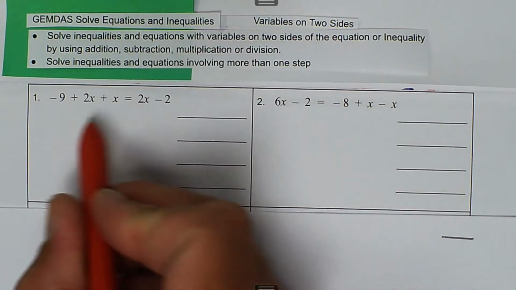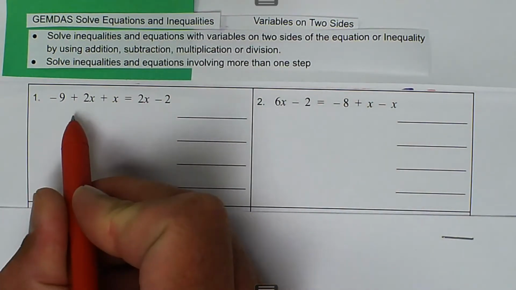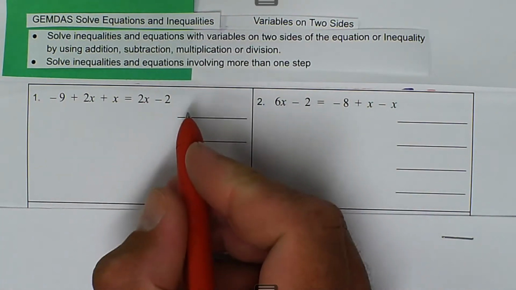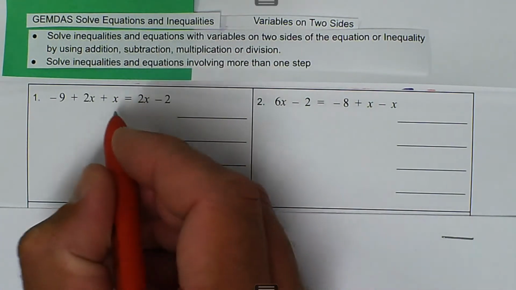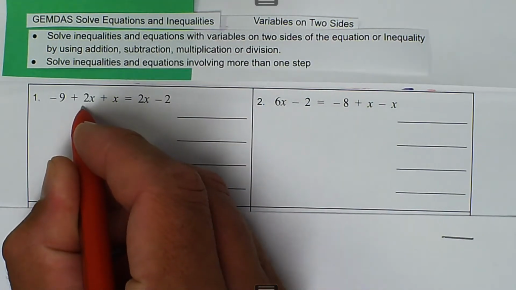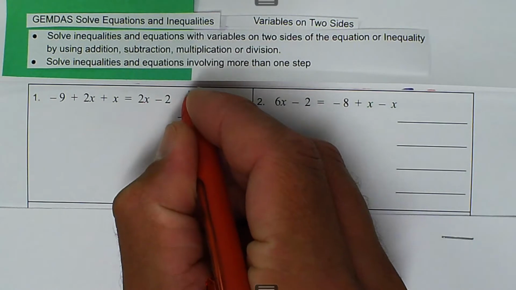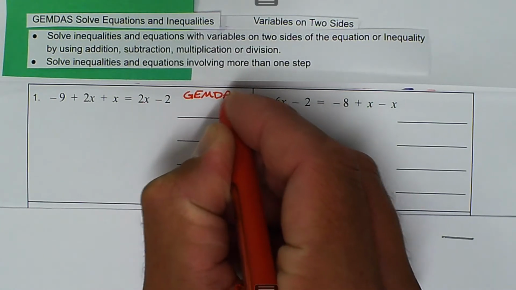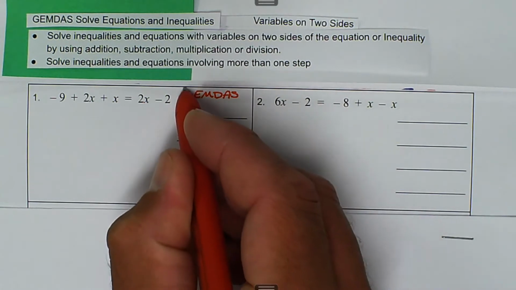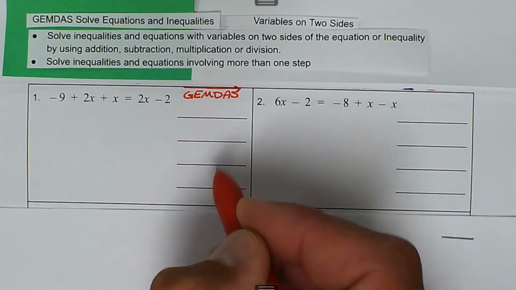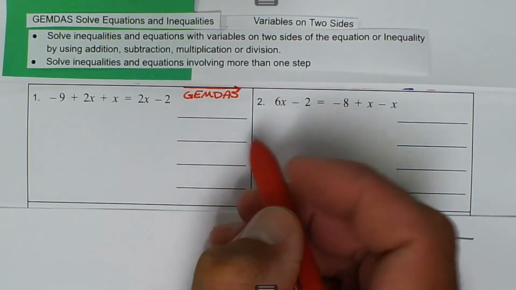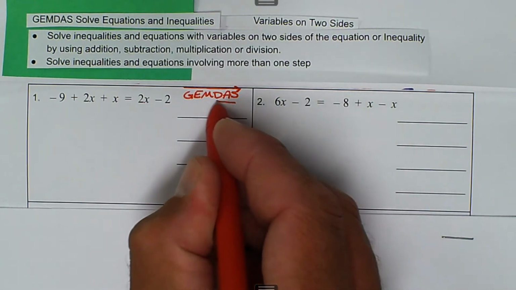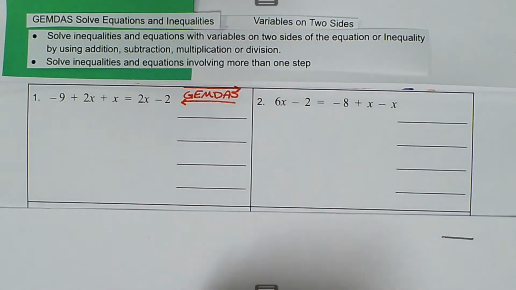So here we have this equation written down. To start with, it's going to be a combination of GEMDAS in two directions. We're going to have to evaluate and work from groups down to subtraction, and then we're also going to have to solve and work from subtraction and addition all the way to groups.